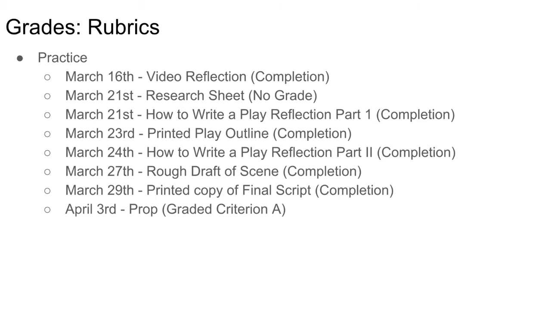You need to bring the play outline printed, your assessment printed the day after you finish it. You're going to have to do the how to write a play part two. So that's a little bit more details in the play. You're going to have to write a rough draft of your scene, which is going to be due that Monday. You have to bring in a printed copy of the final script, and then everyone is going to be making a single prop. Some people are going to be making more than one prop, or they're going to be making parts of the set.